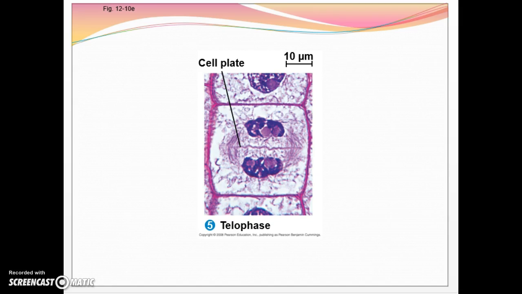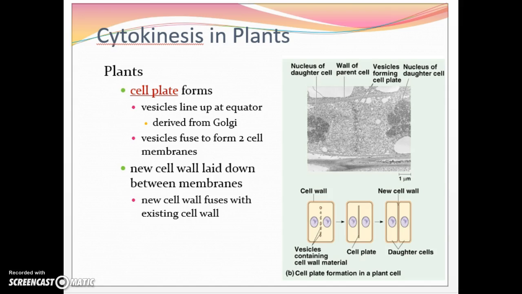Here we have a cell plate forming. So this is not a cleavage furrow. What is this type of cell? In telophase, in a plant cell, we have a different sort of cytokinesis occurring. So in plants, we have a cell plate that forms, and that forms through the deposit of vesicles that are laid down along the equator of this cell.